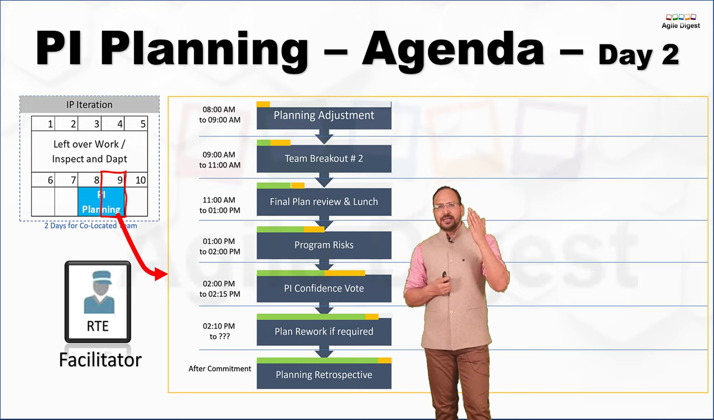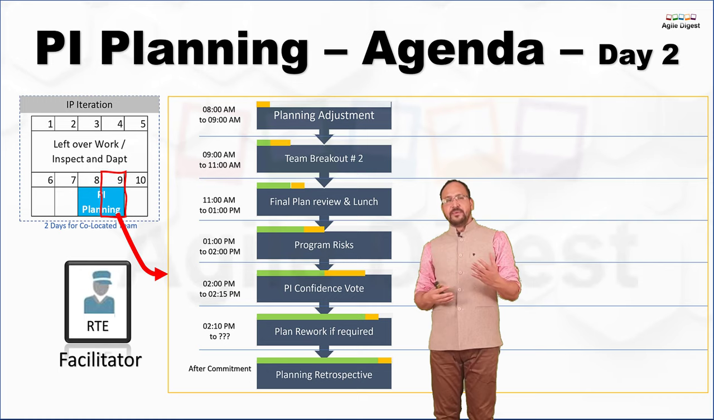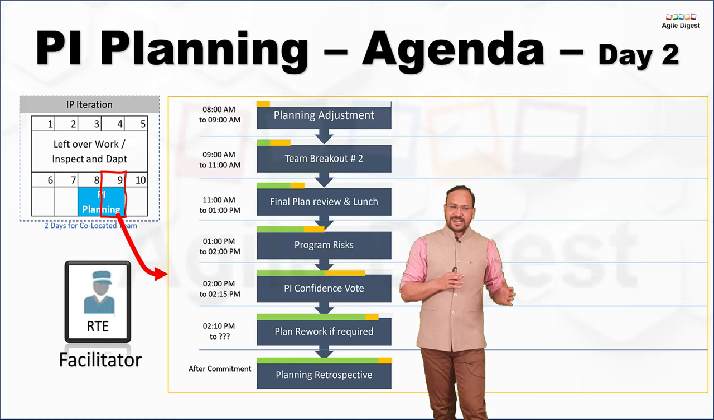And then from there, you will start it, and based on how much time it needs to do all your rework, you will do that. And finally, we'll go for a retrospective. Once everything is done and all commitment is done, we'll do a planning retrospective. It's not an iteration retrospective or program retrospective, it's the planning retrospective, and we'll come into that.